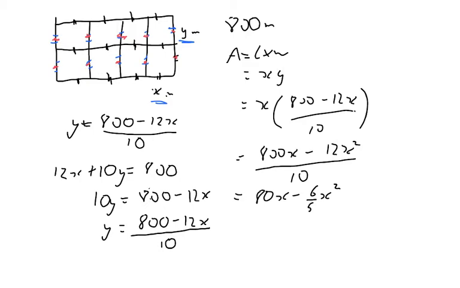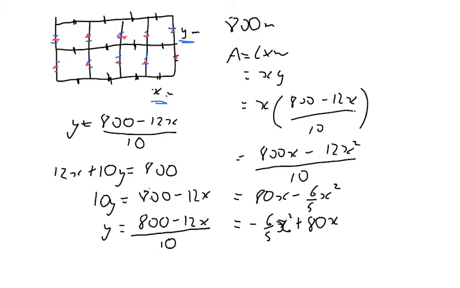If it helps, we'll rearrange that to put it in a form that you might be used to: negative 6 over 5 x squared plus 80x. Now, it doesn't look like an x squared, does it? We found the area. That's what the area is.